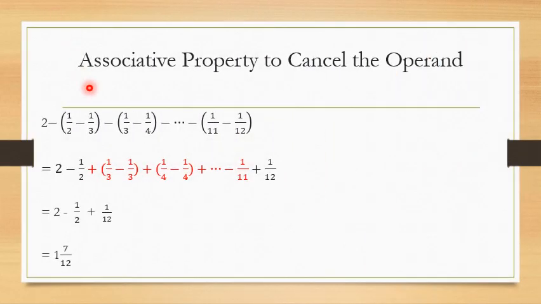Now we can remove the brackets and switch the sign inside so that we have this as the resulting answer, right? Now, if you look closely, 1 over 3 minus 1 over 3 can get cancelled. 1 over 4 minus 1 over 4 can also get cancelled, until 1 over 12. So there are only three fractions remaining: 2 minus 1 over 2 and plus 1 over 12. If you subtract and add these fractions together, you get 1 and 7 out of 12.